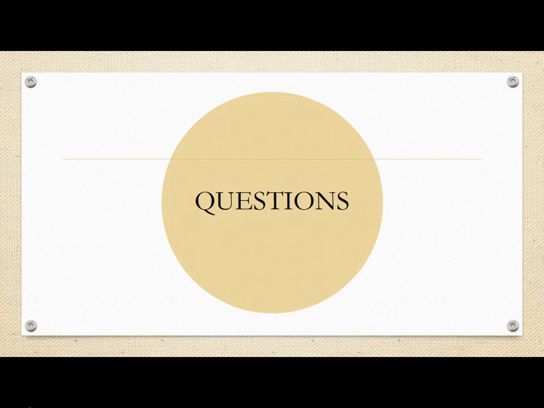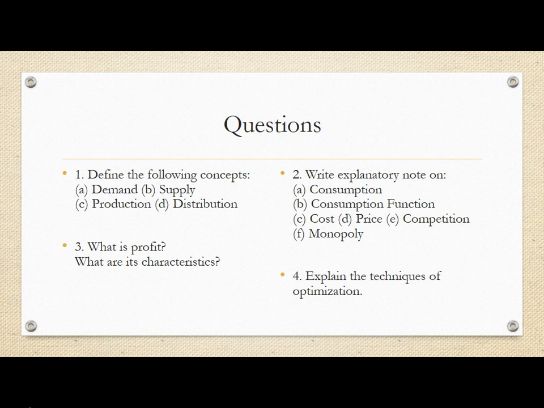So, a few important questions for this particular topic: you have to define the following concepts, like define demand, define supply, define production, and define distribution, or write short notes on consumption, consumption function, cost, price, competition, and monopoly. Then maybe a question like what is profit and what are the characteristics of profit. We have seen 8 characteristics. And explain the technique of optimization. So these can be a few questions.